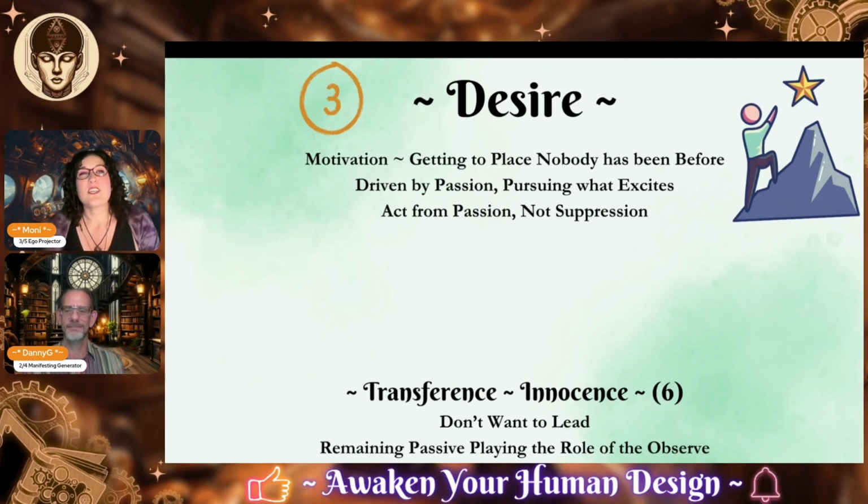Next up, we have color 3, which is desire. And desire, the motivation is getting to the place that nobody has been before, being driven by passion and pursuing what excites, and acting from passion and not suppression. On the flip side, you have the transference, the distraction, which is innocence, color 6, because color 3 and color 6 have that relationship. And innocence doesn't want to lead, and it's remaining passive and playing the role of the observer and having a lack of motivation. Yeah, it's uncontrived, motivationless action. Sort of like gate 25 lines 1 and 4. You know, they would fit that description.